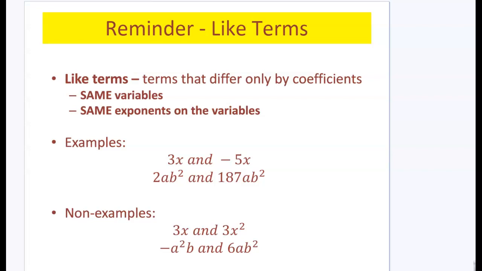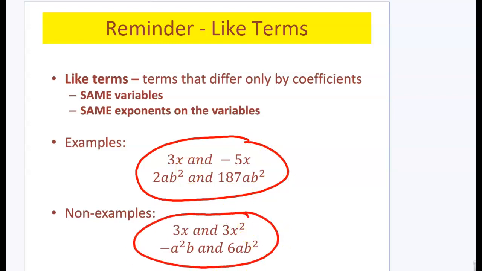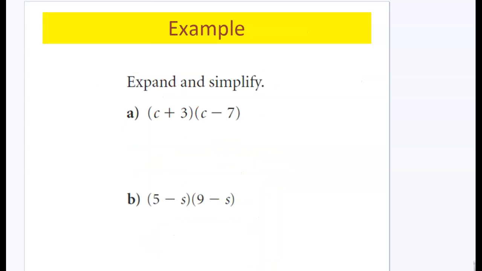A reminder from some of the previous sections on factoring: like terms are terms that only differ by their coefficients. They have to have the same variables and the same exponents on their variables. So for example, these are examples of like terms. Notice the variables have the same exponent. These are examples of non-like terms.